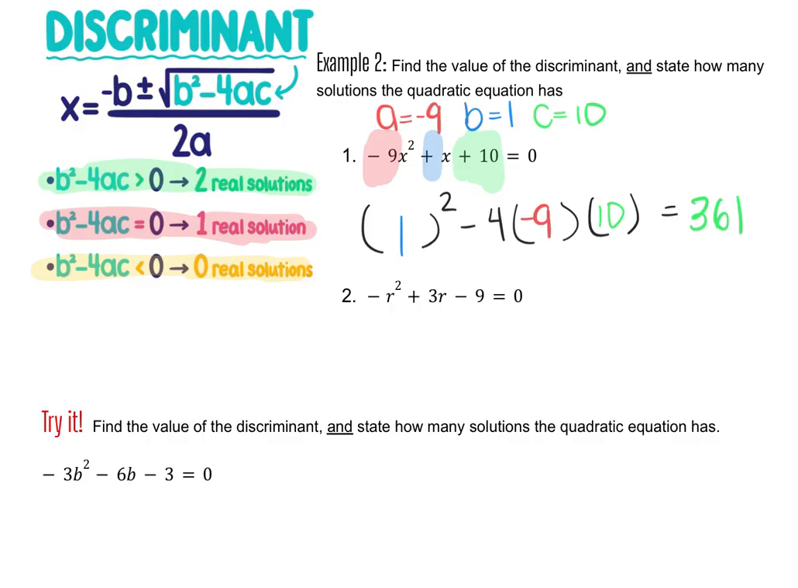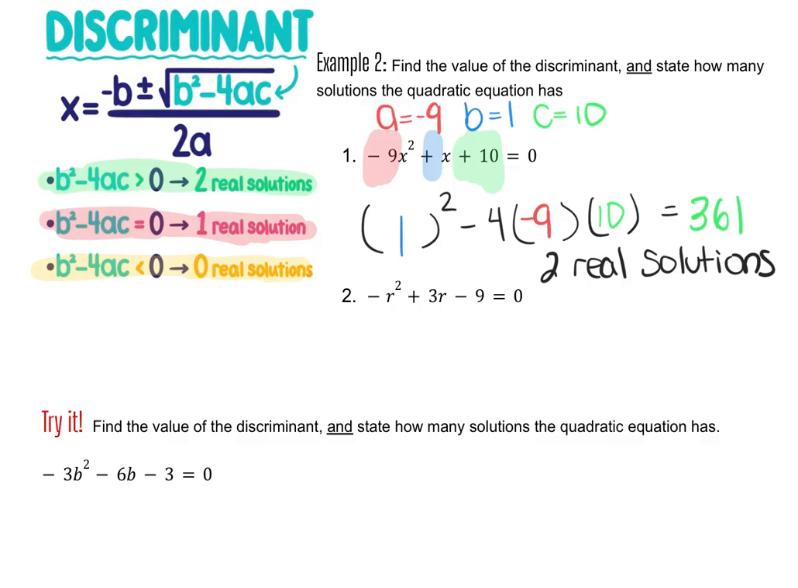So because my number is 361, this is positive, I will state that I will have 2 real solutions. So if I were to solve this equation, I should expect 2 real number answers.